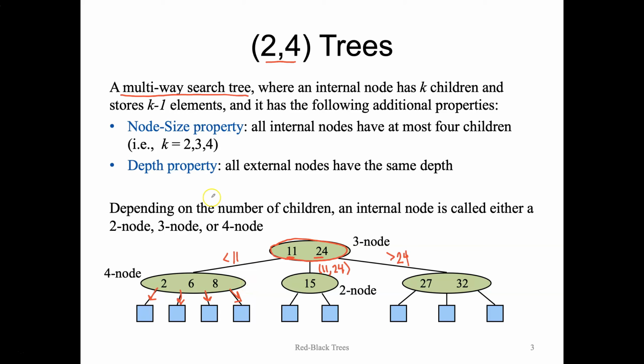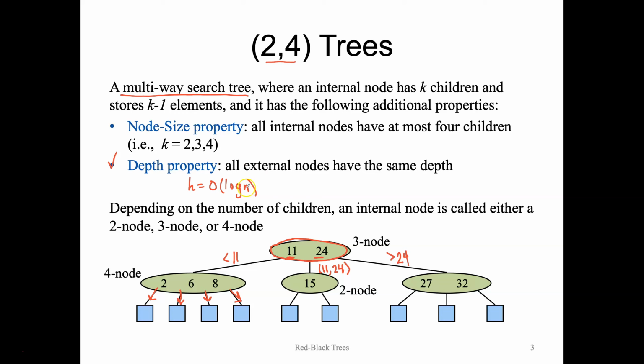So most importantly, though, with 2,4 trees is that we satisfy this depth property. So all leaves have the same depth. In this case, they all have depth 2. So this is the height of our tree. And by satisfying this depth property, we can guarantee that the height of our tree is logarithmic, is big O log n. So this will allow for us to show that find, insert, and remove operations can be implemented in logarithmic time.